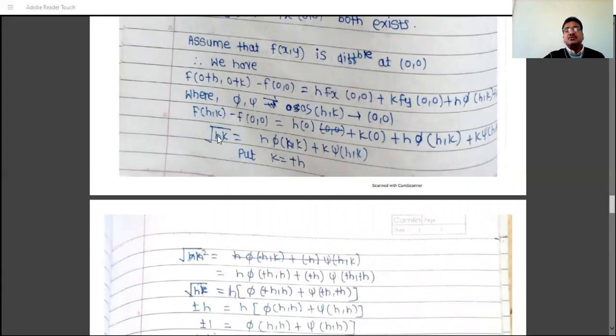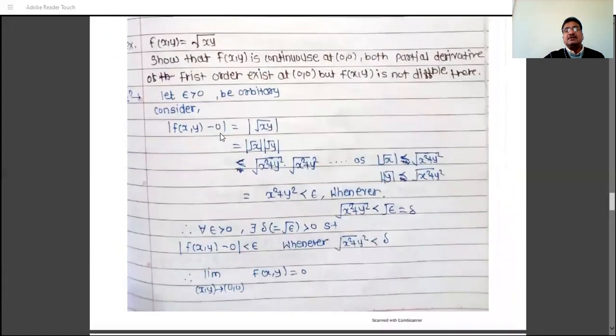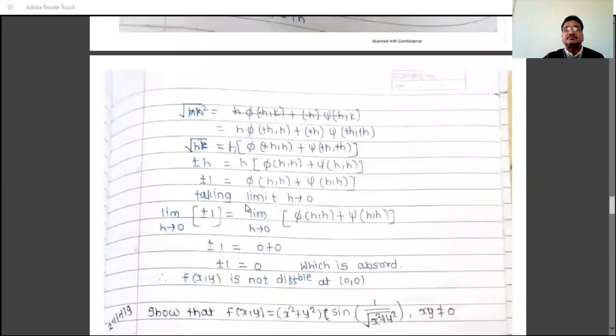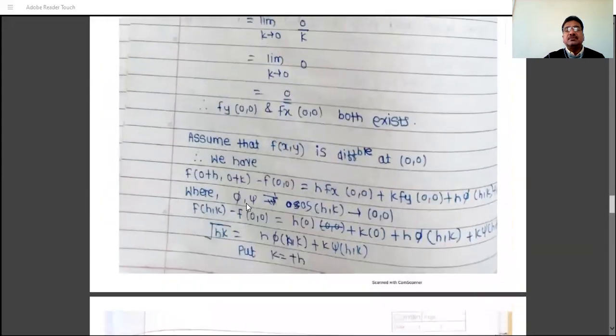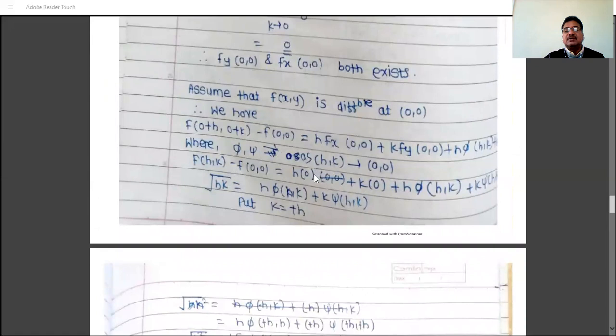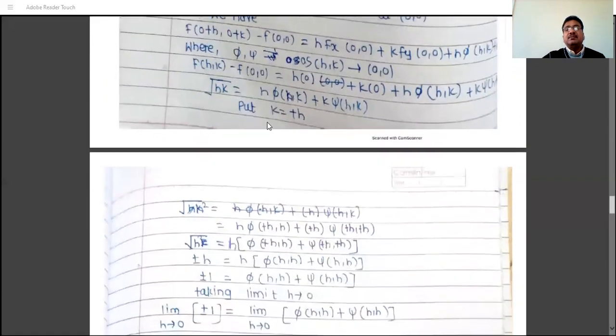Then f(h,k) is root of hk by using the definition, and f(0,0) is root of 0 into 0, that is 0. So f(0,0) is 0. This becomes 0, this becomes 0, leaving h phi(h,k) plus k psi(h,k). Now put k equal to h. Then we have root of h into h, that is root of h square, equal to h phi(h,h) plus h, the value of k being h, psi(h,h).